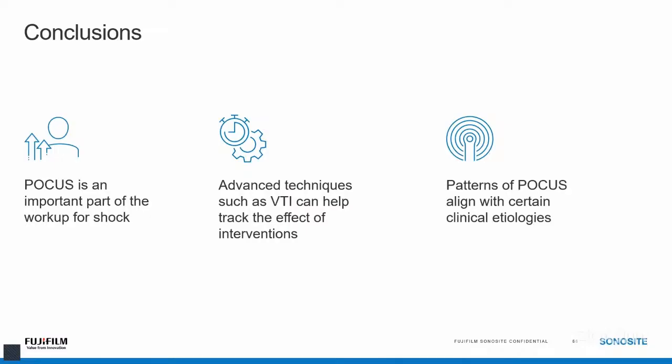It augments the ability of our physical exam to see what someone's etiology of shock is and a little bit of whether or not they're adequately perfusing. We can use advanced techniques such as VTI to help us track whether or not our interventions are improving or worsening our cardiac output. And we can remember that patterns of point-of-care ultrasound align with certain clinical etiologies, which can really help us combine this with our history and physical to create a meaningful illness script.